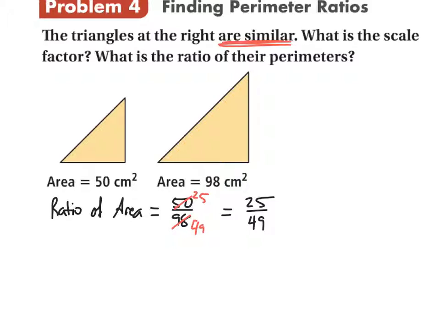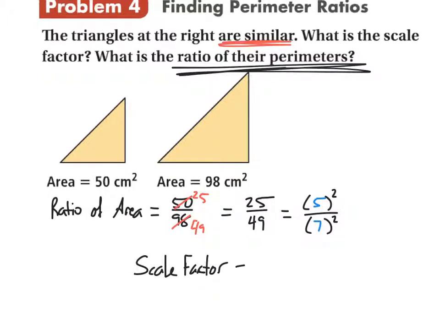But now here's the thing. Remember, the way we find that ratio of area is by taking the scale factor and squaring it, right? That's what we talked about. And so we're looking for what number squared gives me 25 and what number squared gives me 49. And so this is, yes, 5 and 7. So that means our scale factor, otherwise known as the ratio of perimeters, is going to equal 5/7. Questions?